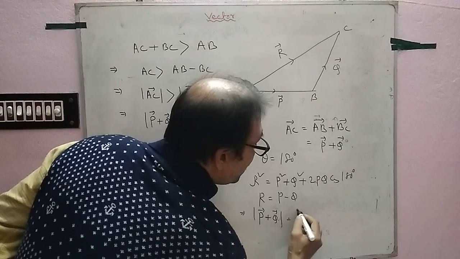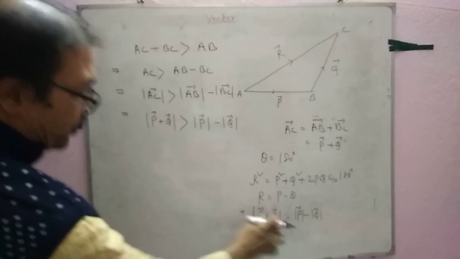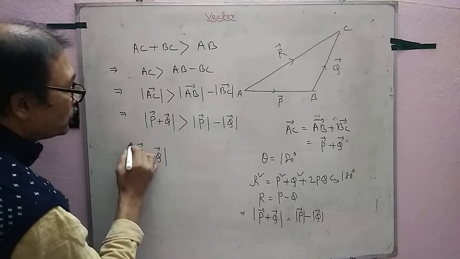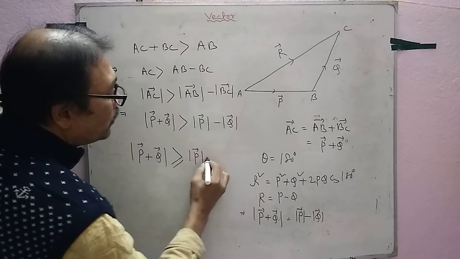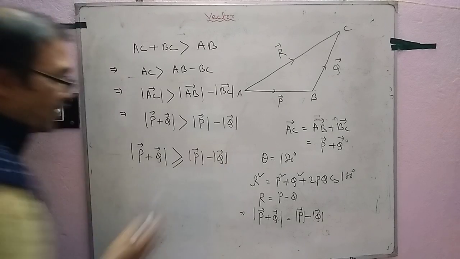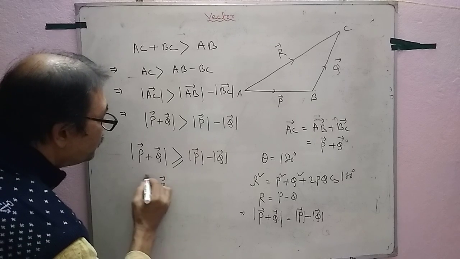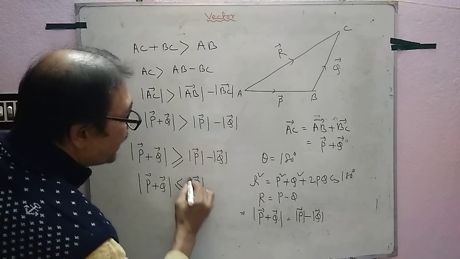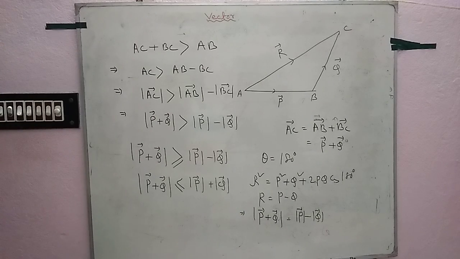Equal to mod P minus mod Q. Follow. From these two equations we finally get mod of P plus Q greater than or equal to mod P minus mod Q. This is another very important equation. What did we get in the previous equation? P plus Q is less than or equal to, that was the earlier one. To prove it, we got this next one, so from 1 and 2 we have got this equation. Clear? Follow it.